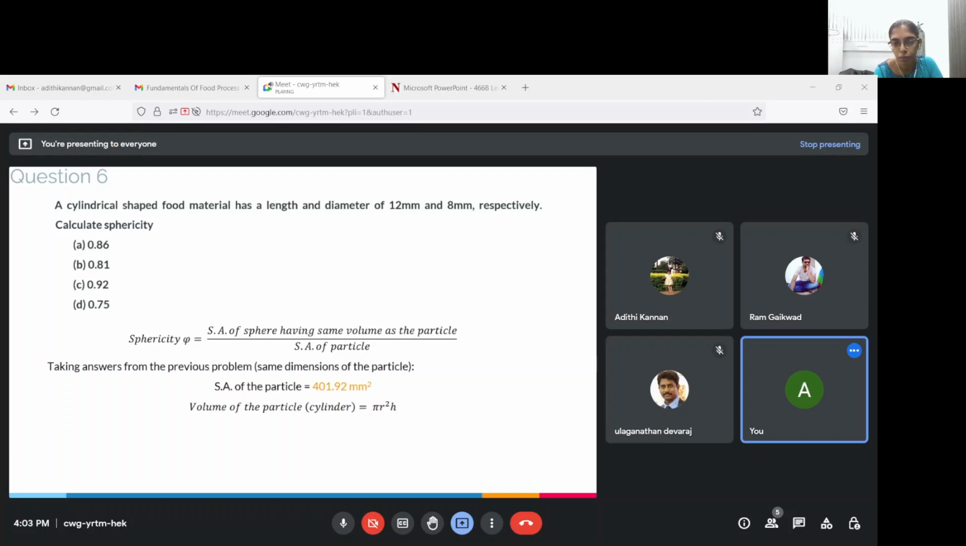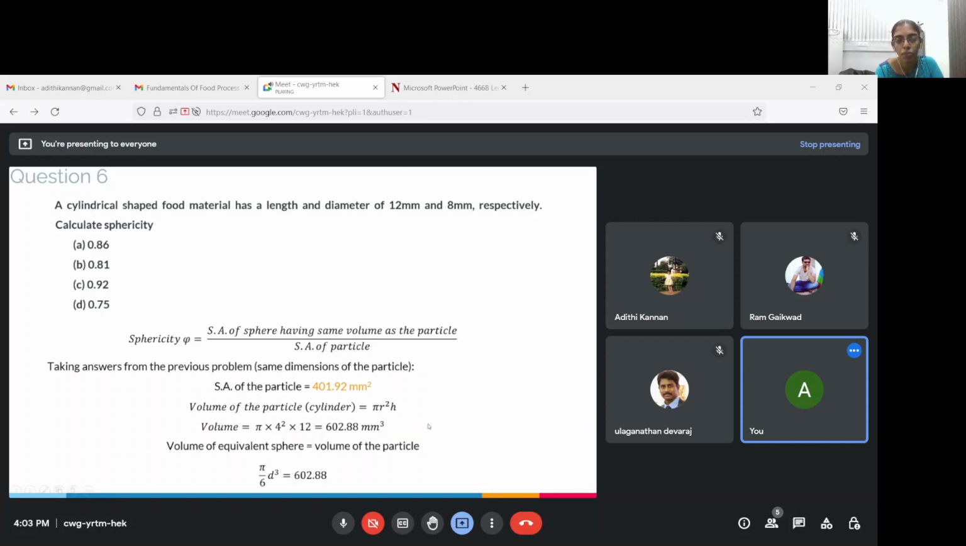So volume of the particle can be given as pi r square h. When you substitute the values, you get pi into 4 square into 12, which is 602.88 millimeter cube. So here it is the surface area of the sphere having the same volume as that of the particle. So now you will equate the volume of the particle to that of the sphere. From there you will calculate the diameter and then the surface area of the sphere.